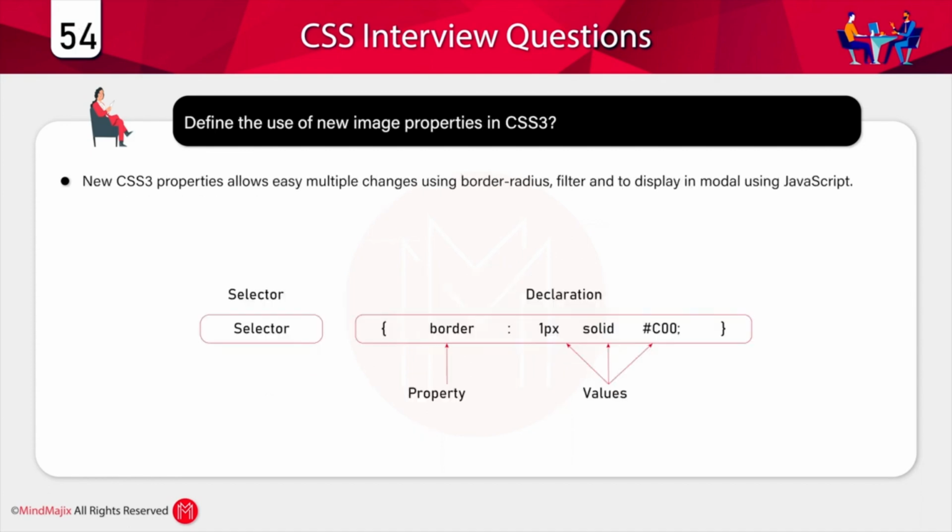Define the use of new image properties in CSS3. New CSS3 properties allow easy multiple changes using border radius and filter, to display in a modal using JavaScript.